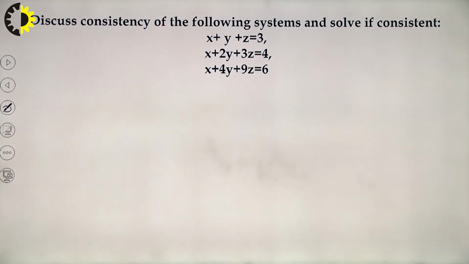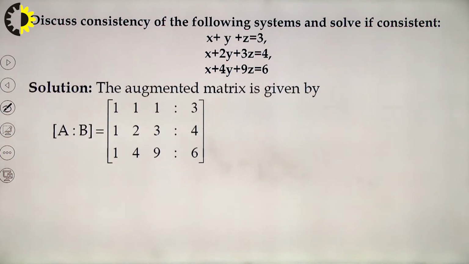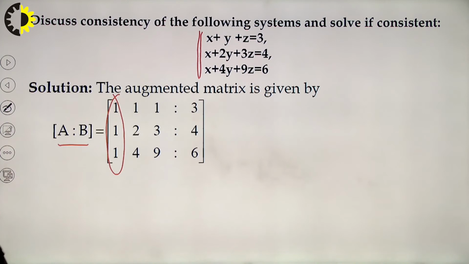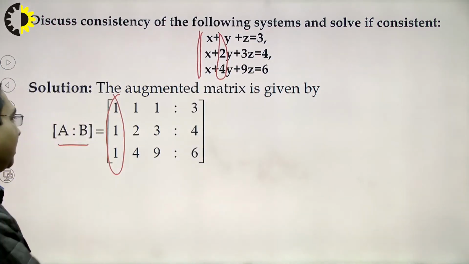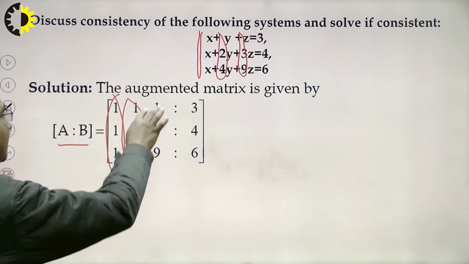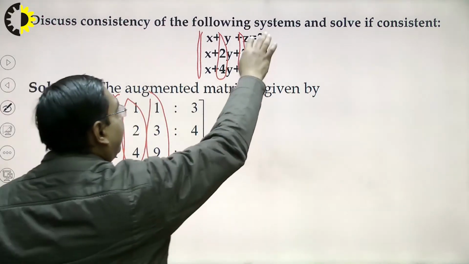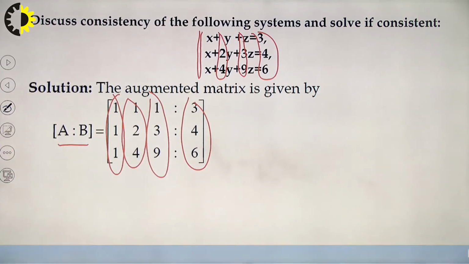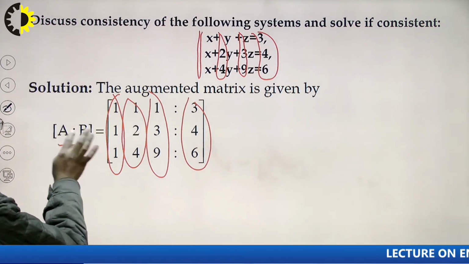To find the solution of this system or for discussing consistency, we shall apply the method discussed in previous slide, and for this we construct the augmented matrix given by A colon B. To construct this augmented matrix, the coefficients of x will be written as first column, the coefficients of y will be written as second column, the coefficients of z will be written as third column, and then right hand side 3, 4, 6 will be written as last column, and these dots are drawn to indicate separation between A and B.